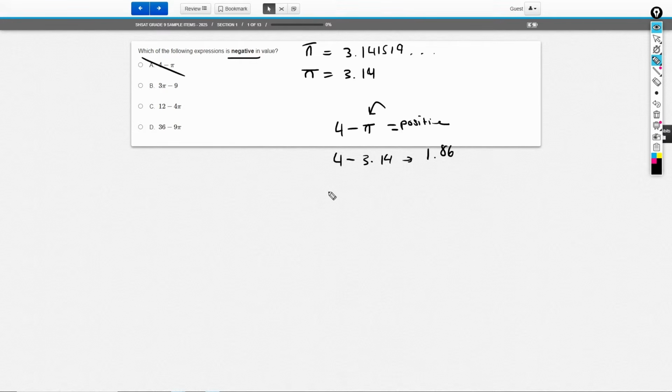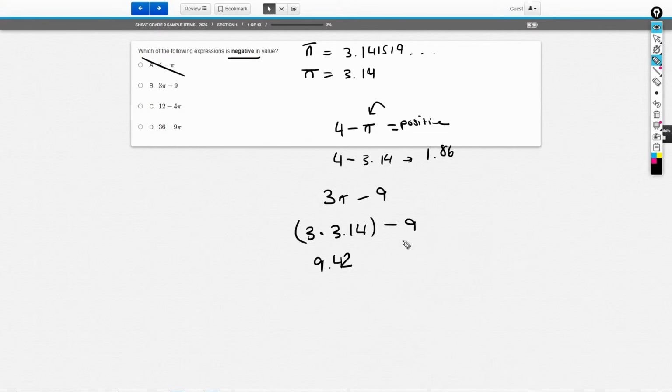Let's look at choice B. Here we have 3 pi minus 9. Is that negative or positive? Well, 3 pi is just 3 times 3.14, and then we're subtracting that from 9. And if we think about this, well, 3 times 3.14 is going to give us like 9.42, right? Or a number that's bigger than 9.